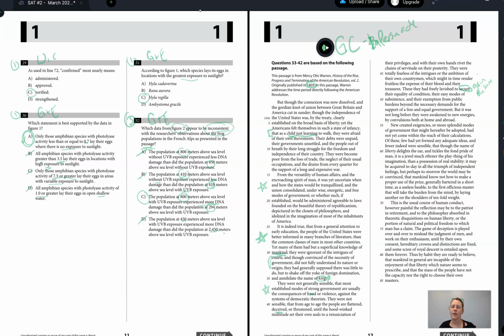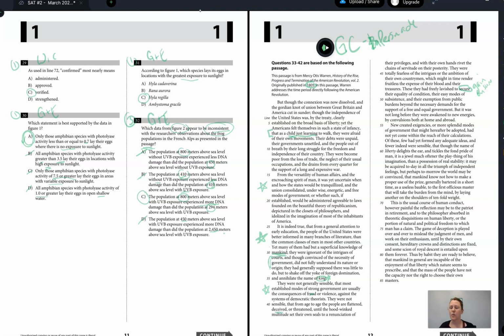And their exemption from public burdens beyond the necessary demands for the support of a free and equal government. They had freely lavished these things, their fruitless expense, their blood and their treasures. They had lavished their blood and treasures to gain equality of condition, their easy modes of subsistence, and their exemption from public burdens beyond the necessary demands for the support of a free and equal government.